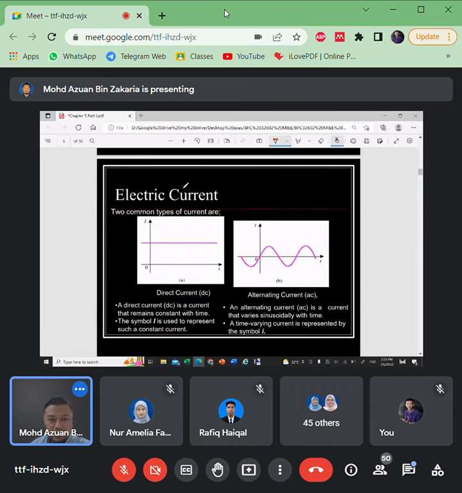Alright, and then current can be divided into two types: direct current and alternating current. Both are different. As you can see in this current to time graph, direct current is very uniform, with only one magnitude. If there is a supply of 1 ampere, it will be continuous. The source will supply a similar uniform current across time.